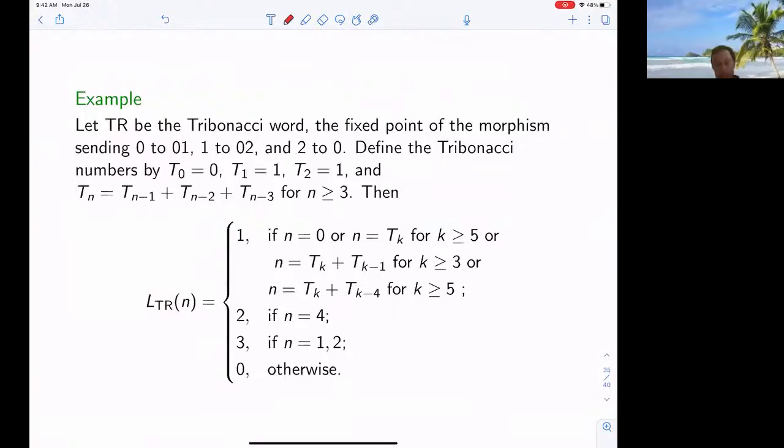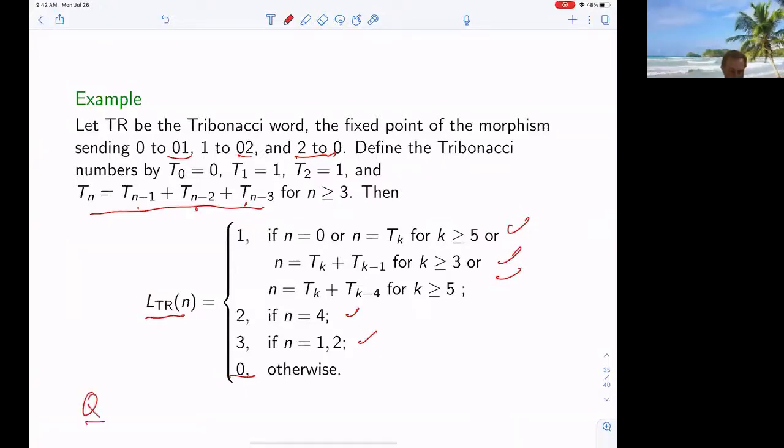And another example, the Tribonacci word. Again, it's a morphic word. We've got the Tribonacci sequence, which is defined analogously to the Fibonacci sequence. If you look at the Tribonacci word and its Lie complexity function, again it has this union of sparse sets where it takes the value 1, and it takes values bigger than 1 only on a finite set. And then it's 0 most of the time.